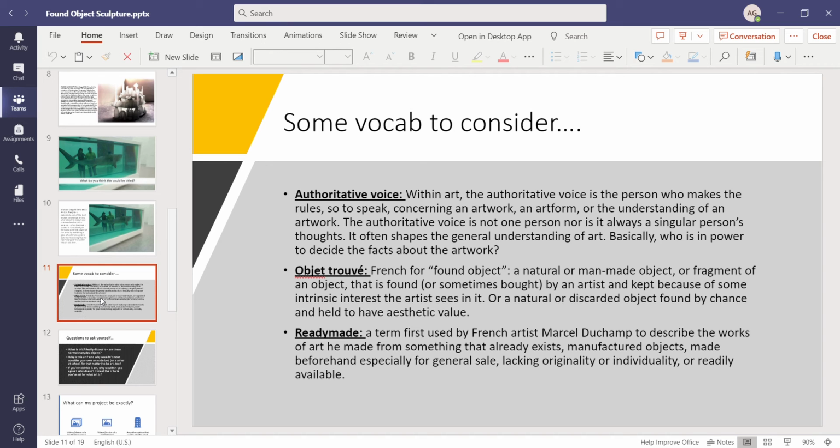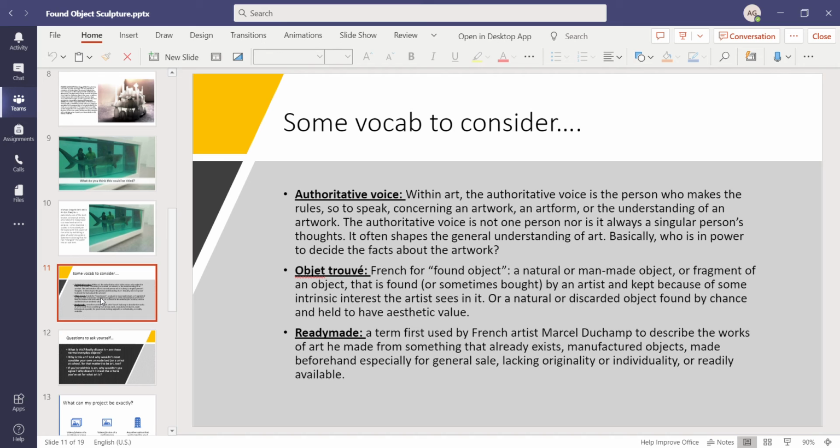Most of the time, people would say the artist. Sometimes the artist doesn't leave much information, so the authoritative voice is the viewer of the piece. But with your project, you are your own authoritative voice, and you get to decide the meaning of your own artwork. The next vocab word is objet trouvé, which is the French, or like a fancy way of saying found object.